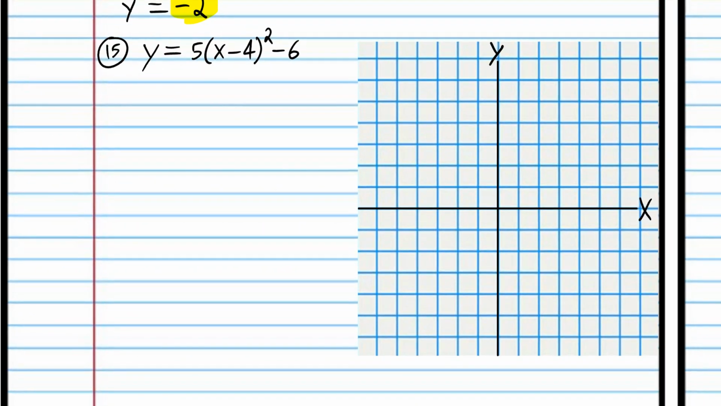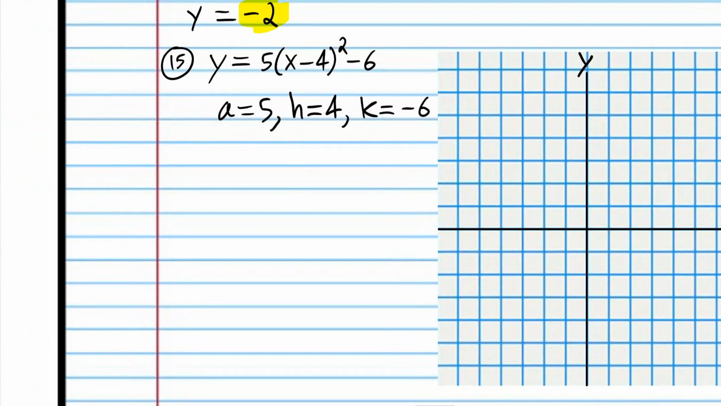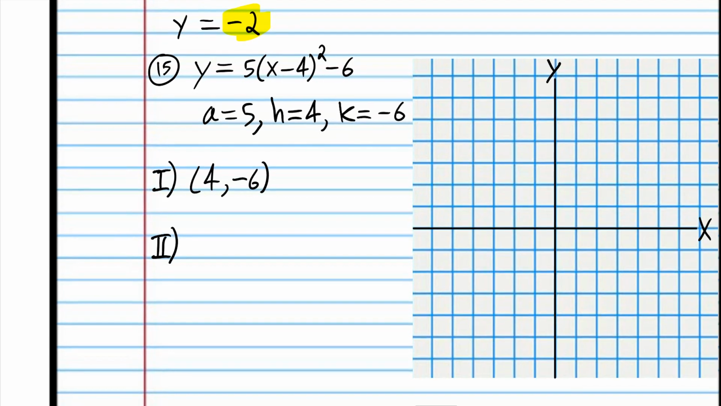So again, using that vertex form, we can see that A is going to be 5, H is going to be 4, we change the sign, but K is going to be -6, we do not change the sign. Now again, this number doesn't really do much for us. It just tells us if the parabola opens upwards or downwards. It's +5, so it opens upwards. The first step is to find the vertex, and we can see the vertex is (4, -6).